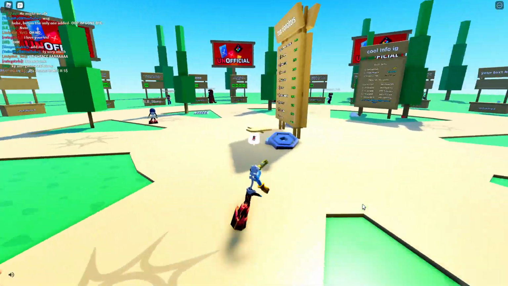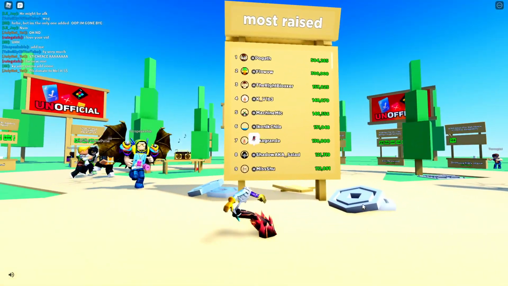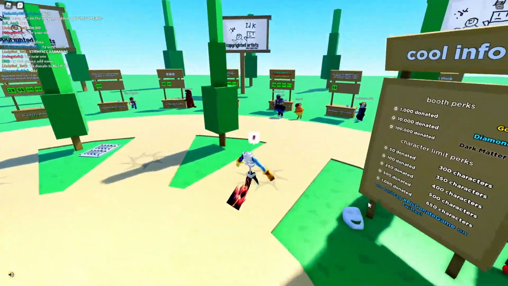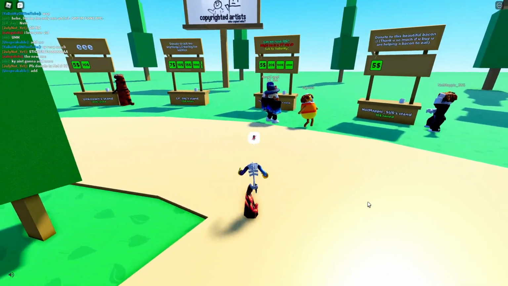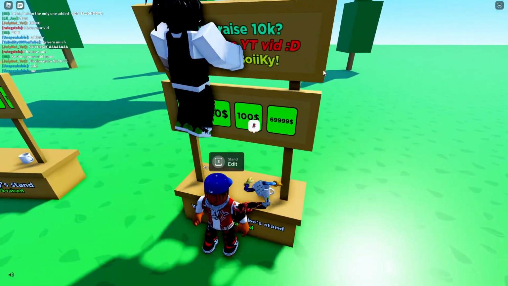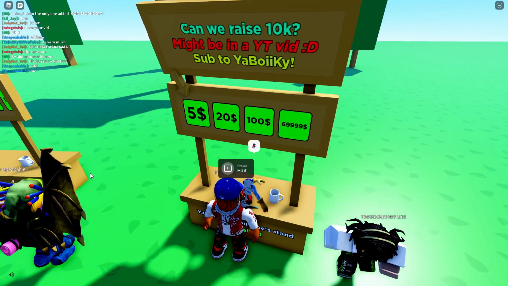And over here, look at this. 500,000 is the most raised Robux, bro. If they could do it, we could do it. All right, can we get 10k? And we got the funny number. All right, so for y'all watching, this is the best, easiest way to earn Robux.